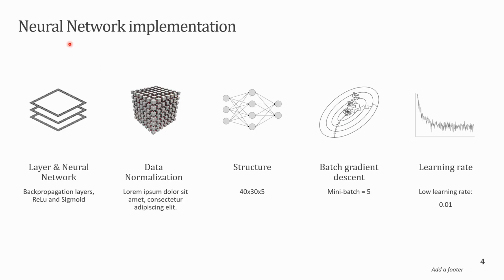The neural network implementation. I have used a neural network structure that is divided into layers. The hidden layer and the input layer have a ReLU activation function, and the output layer has a sigmoid. I have used a function that normalizes the data because the stock market has values, in my case, between 1,250 and 3,000. So you need to normalize the data in order to obtain numbers between 0 and 1.